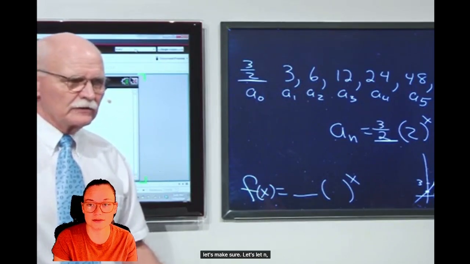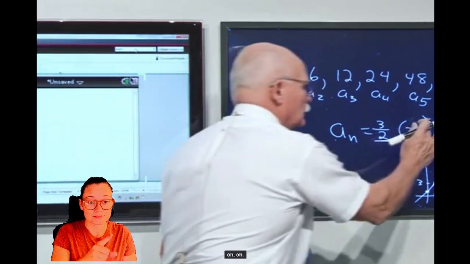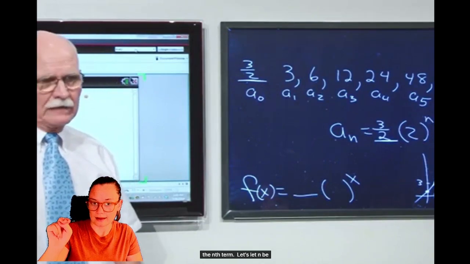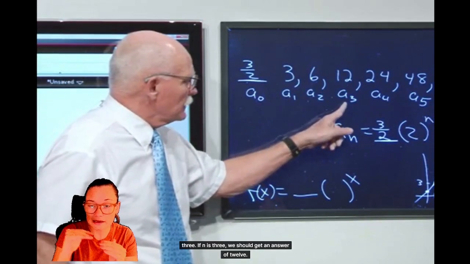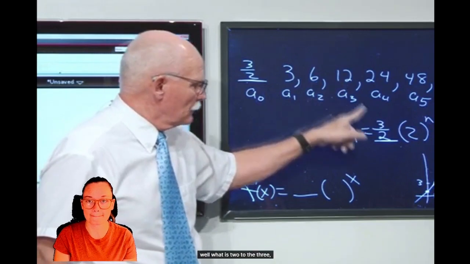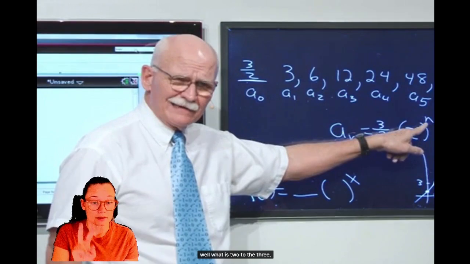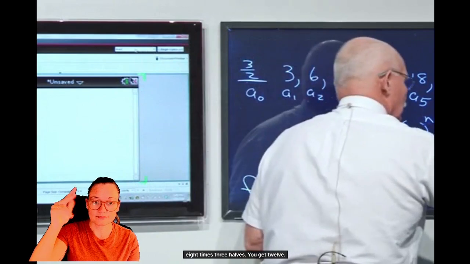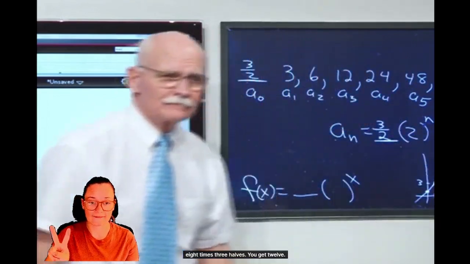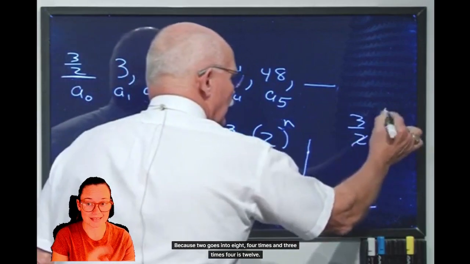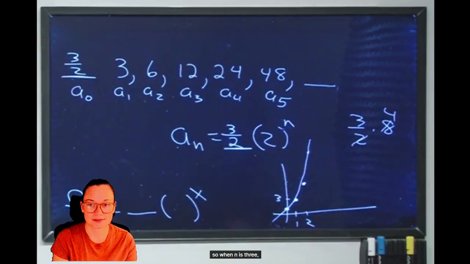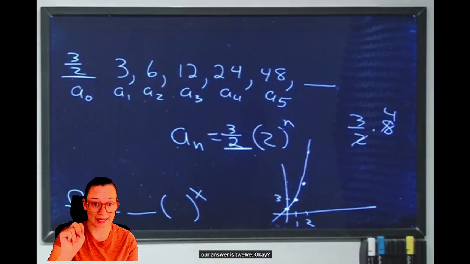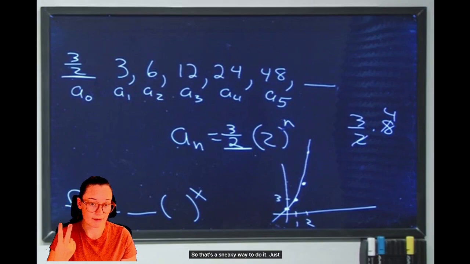Now let's make sure. Let n, right, the nth term, be 3. If n is 3, we should get an answer of 12. Well, what is 2 to the 3? Jackson? 8. Now multiply 8 times 3 halves. 12. You get 12. Because 2 goes into 8 4 times, and 3 times 4 is 12. So when n is 3, our answer is 12. Okay? So that's a sneaky way to do it.